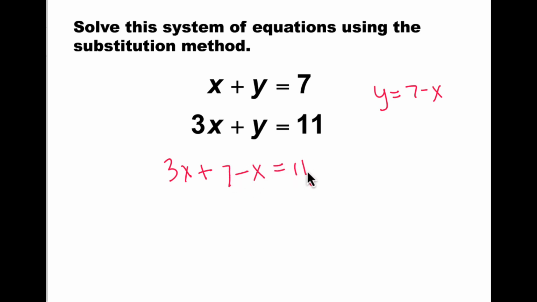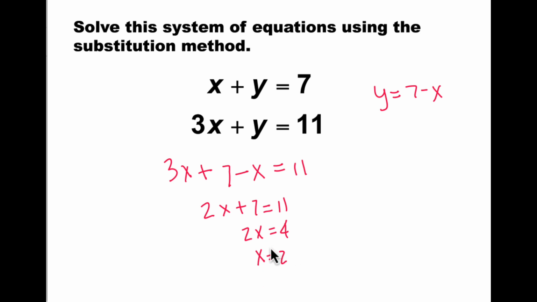equals 11. There are two x terms now, so combine them. 3x minus x is 2x. Plus 7 equals 11. Subtract 7 from both sides to get 2x equals 4. Divide both sides by 2 to get x is equal to 2.